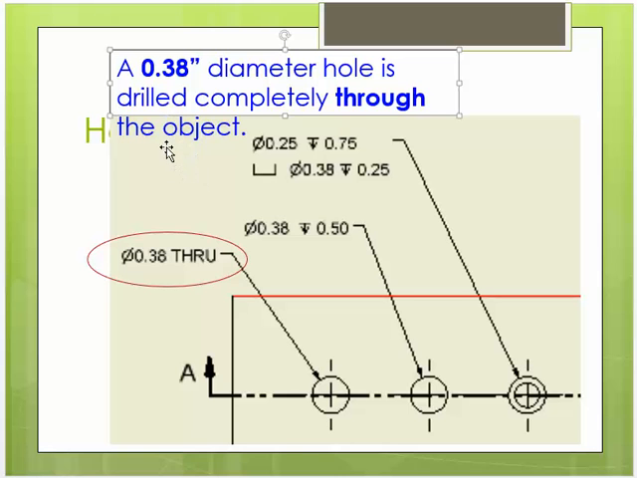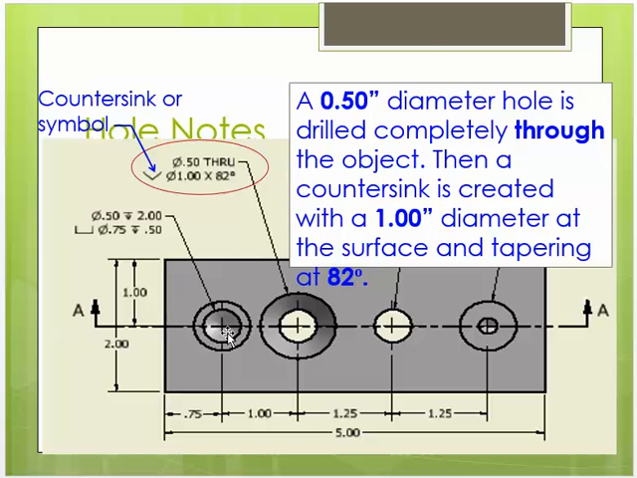Okay, a 0.38 diameter hole is drilled completely through. All right, this hole here has a diameter of 0.38. Through means it goes all the way through the material. Okay, on this one right here, this is the countersink symbol. What this is telling us is that the hole has a diameter of 0.5 and it goes all the way through. There is a 1-inch countersink. The countersink has a diameter of 1 inch, and they're also telling us the degrees.